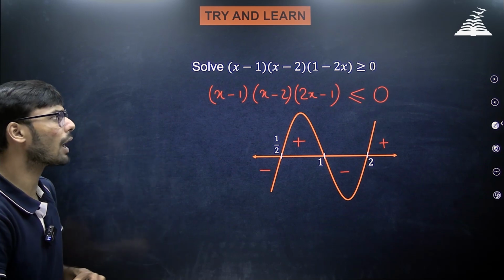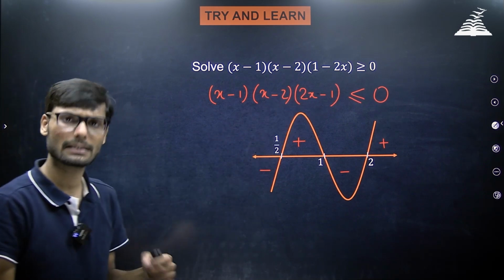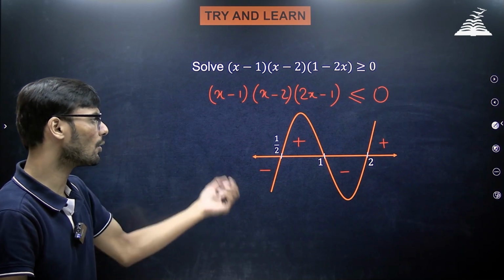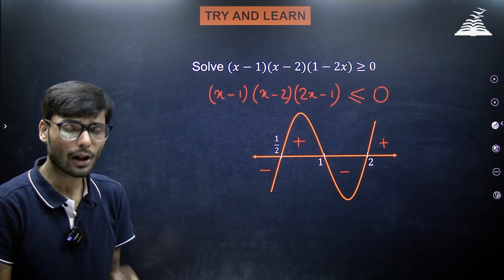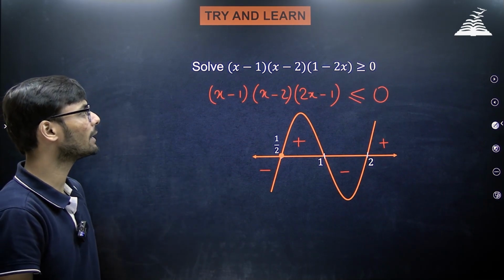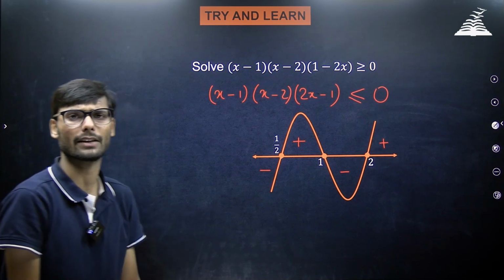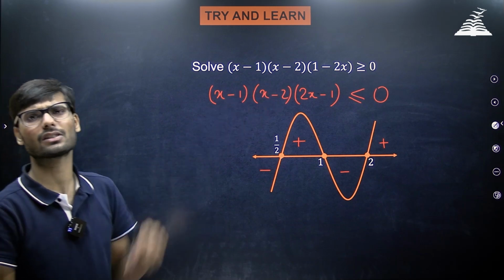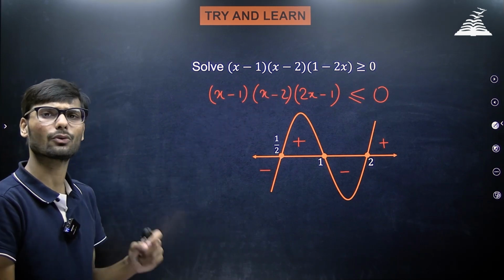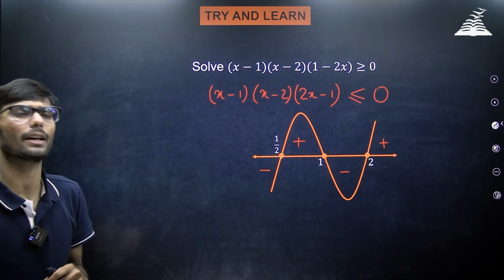What about x equal to half? It makes 2x minus 1 zero. We are fine with that. So a solid dot at half. Similarly, a solid dot at 1 and a solid dot at 2 as well, because all three expressions are in the numerator, the denominator is 1, so we don't have to worry about that.